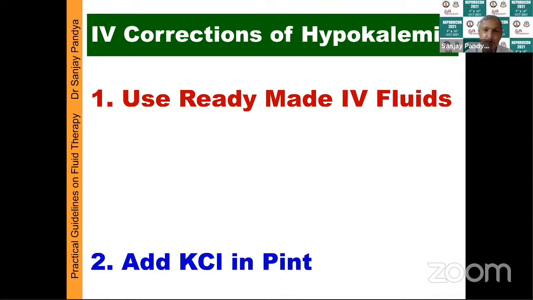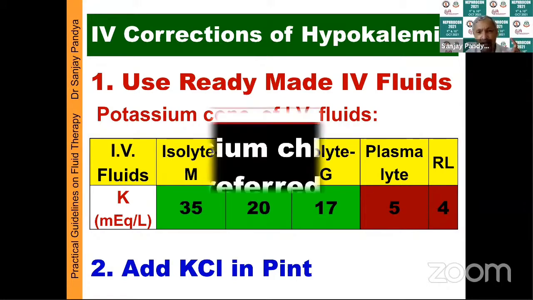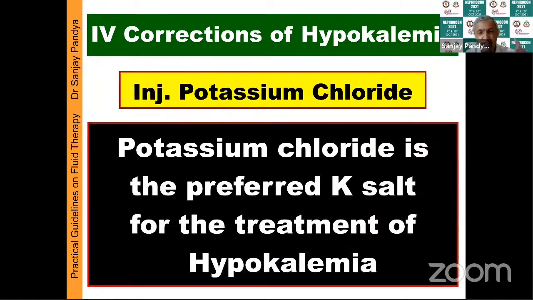Now let us look at the commercially available fluids which contain potassium. Out of those, truly potassium rich is Isolyte M, which is 35 milliequivalent, and the other Isolytes P and G are 20 and 17 milliequivalent. But remember that balanced fluids like Ringer's lactate and Plasma-Lyte are very poor in potassium, so never try to give these fluids to correct hypokalemia. The better way is to add potassium to IV fluid, because then we will be able to correct it in the proper way.